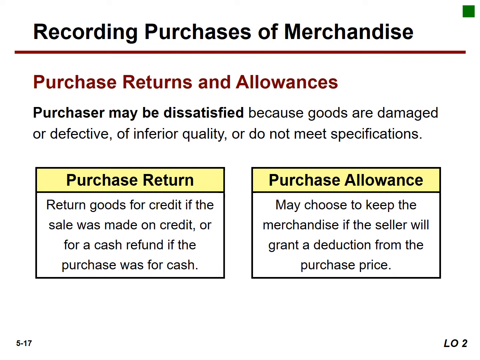Again, then you would have to make the decision, okay, I'm not getting the exact color of shirt that I want, but hey, if I can get it for $20 off, I can live with a red shirt. That's how a purchase allowance would work. A purchase return and a purchase allowance will be recorded the exact same way in our accounting system.